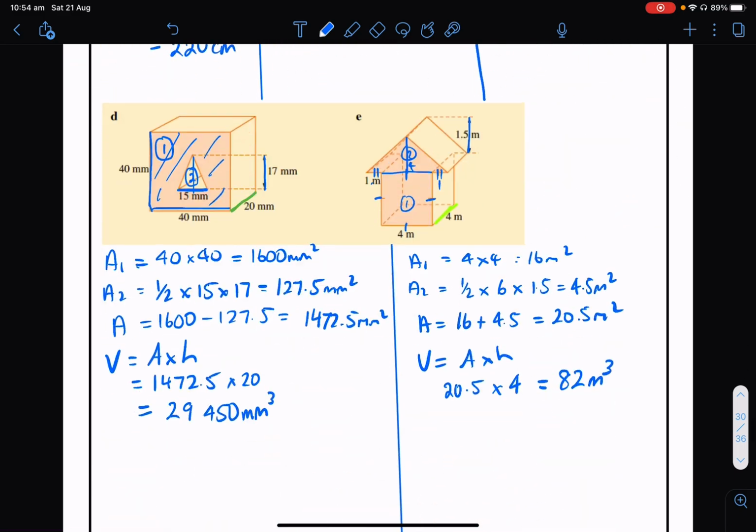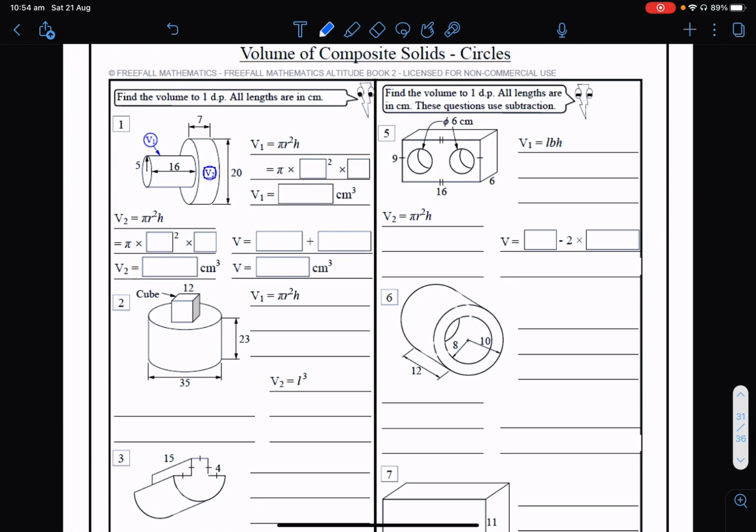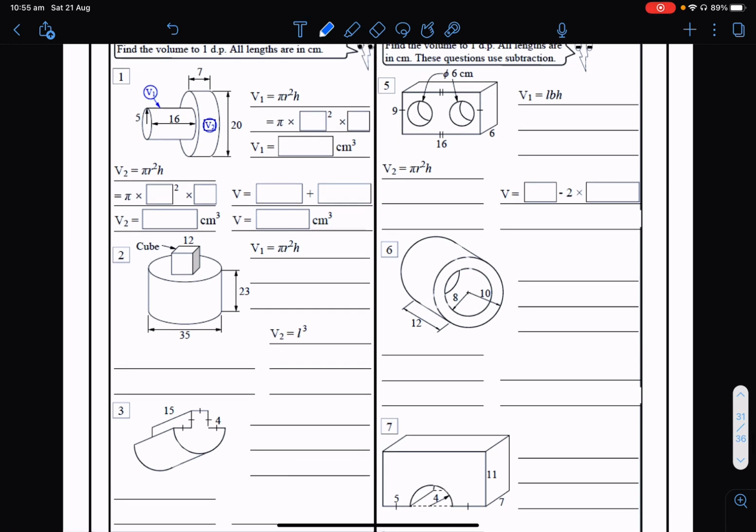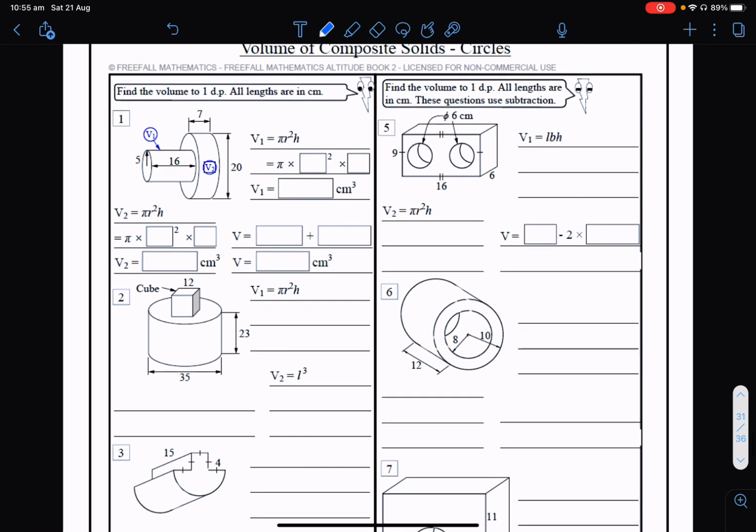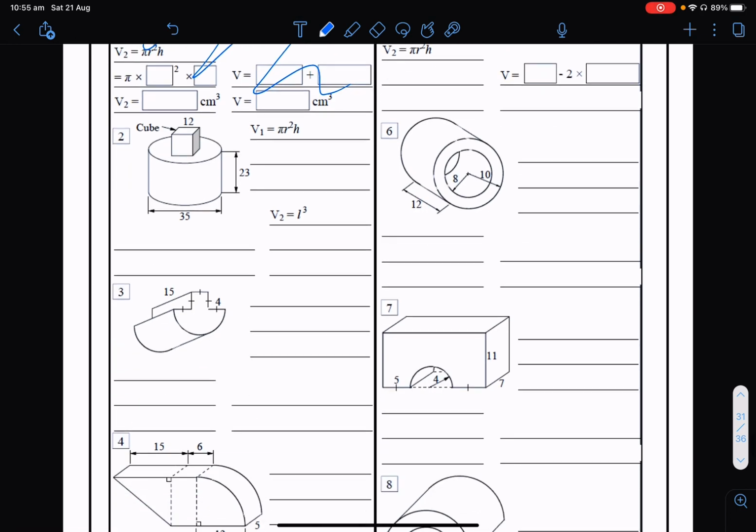Hopefully you did okay with those. All right, these ones here are volumes of composite shapes. So here you're going to get some rectangles and some other stuff in there as well. I don't particularly like the boxes that they use, so I'm probably going to ask you not to do question 1. You can do it if you want to. All right, let's go on to question 2.